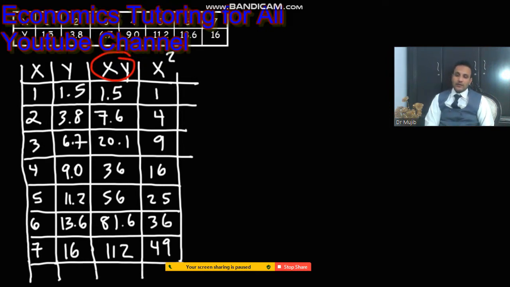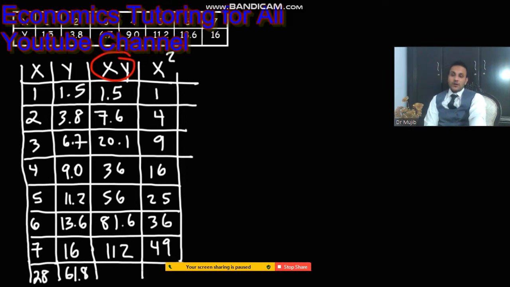Now we have to take the sums of these values. That is, to find summation x, we have to sum all the values in the first column, and summation x is equal to 28. So the calculated value is summation x equal to 28. Similarly, we have to add the values of y, which we can see in the second column, that is 1.5 plus 3.8, 6.7, 9.0, 11.2, 13.6, 16. So the summation is equal to 61.8.